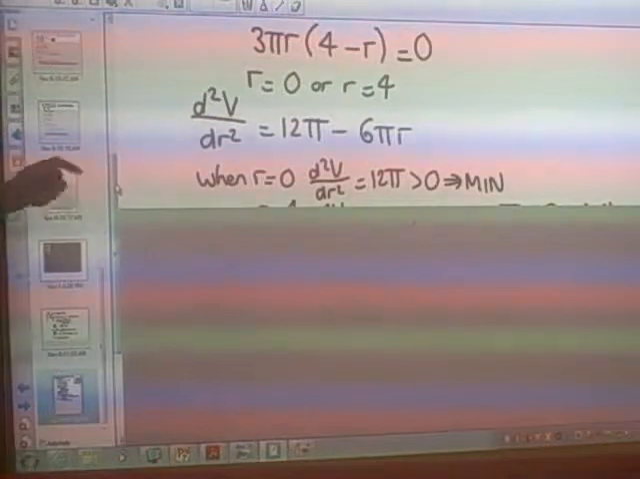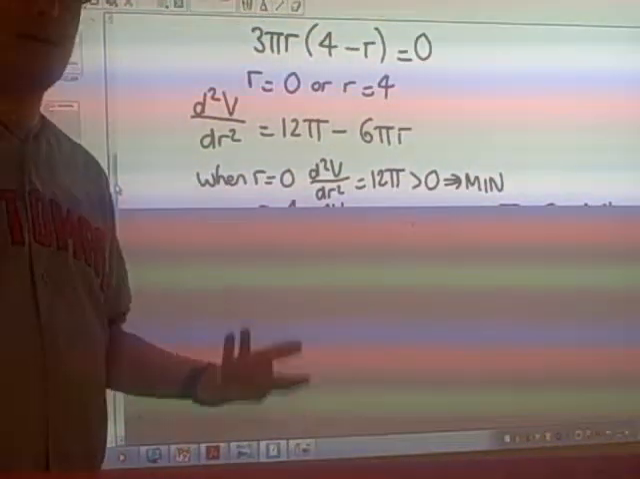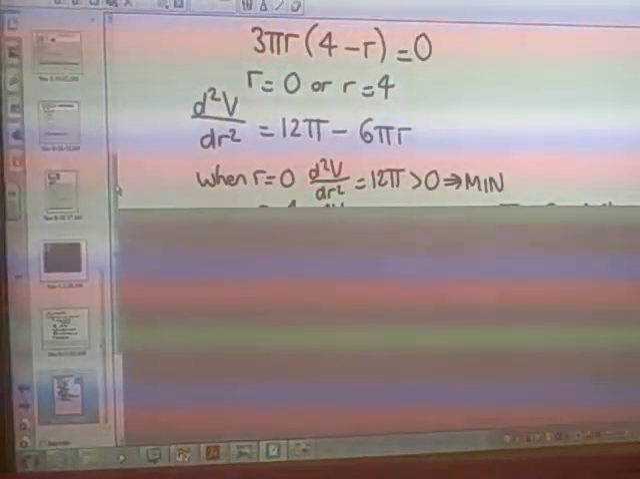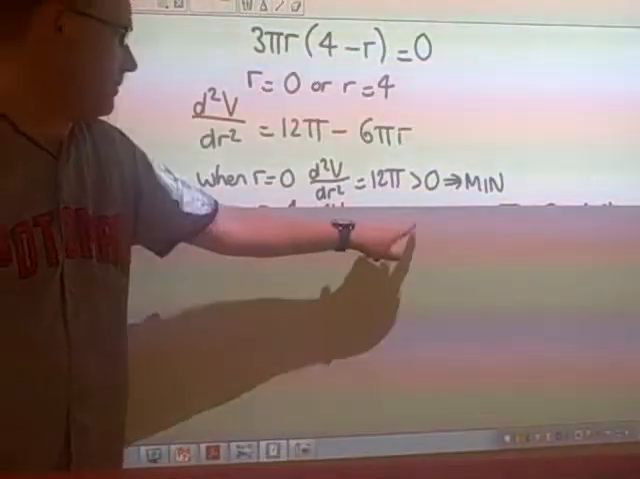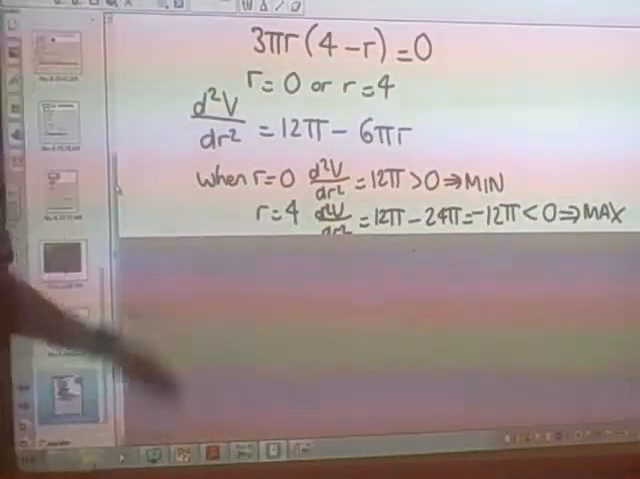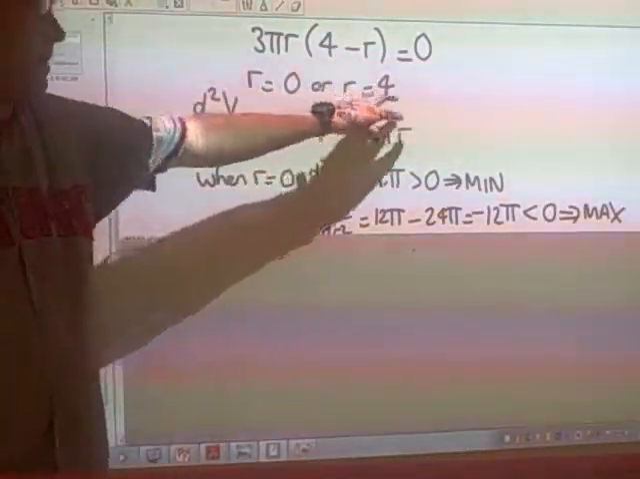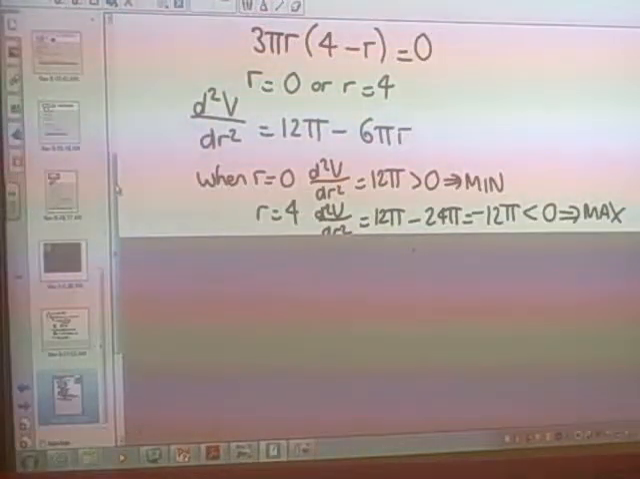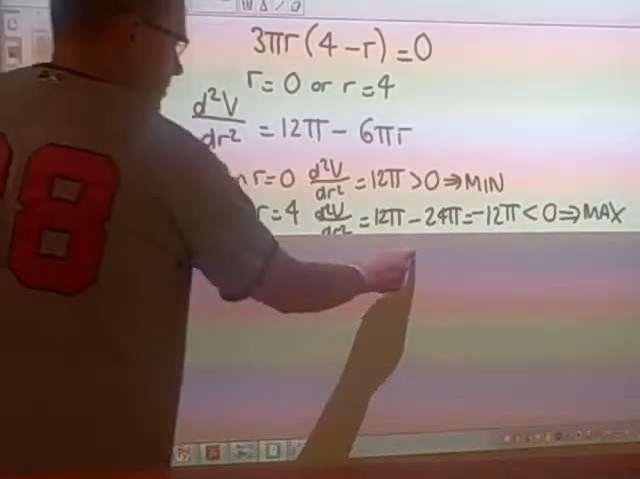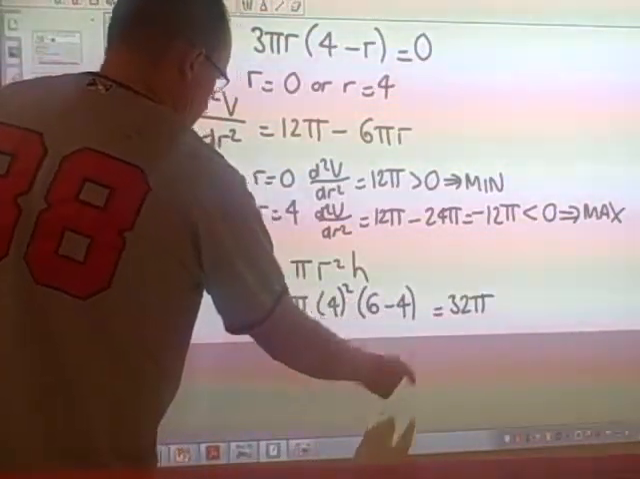Probably not surprising really, if we have a radius of 0, that's hardly really even classed as a cylinder anyway. And our other option is when r equals 4, and if you plug r equals 4 into this formula, you get 12 pi minus 24 pi, which is negative 12 pi, so you end up with a maximum. Now we should go back and work out what that is.